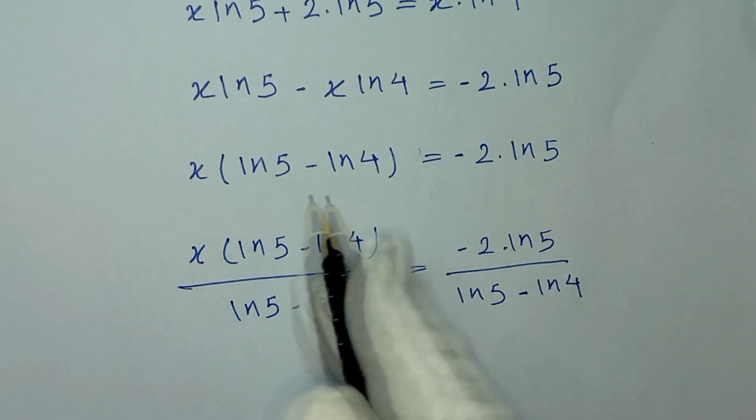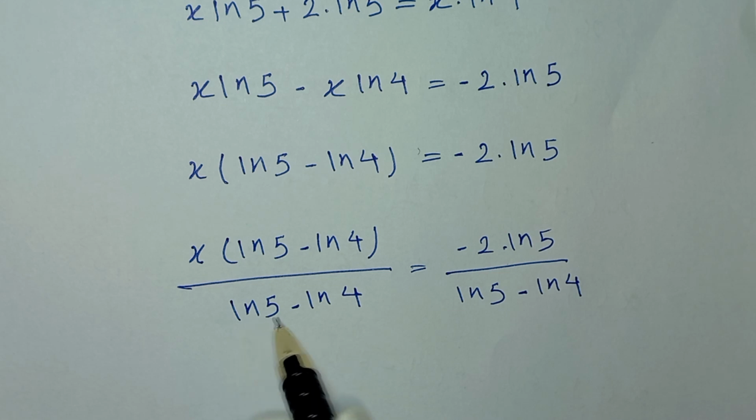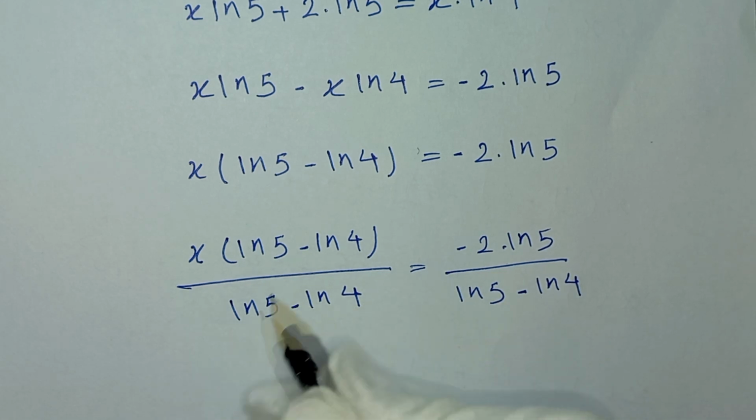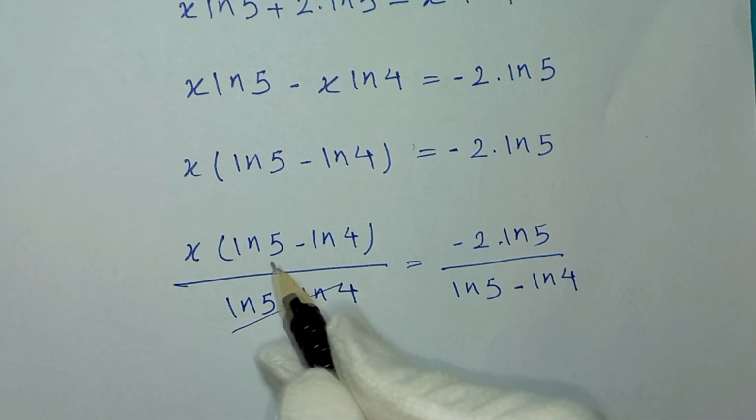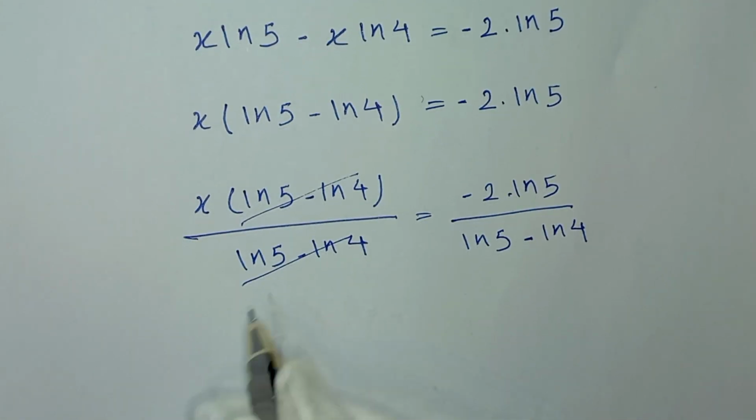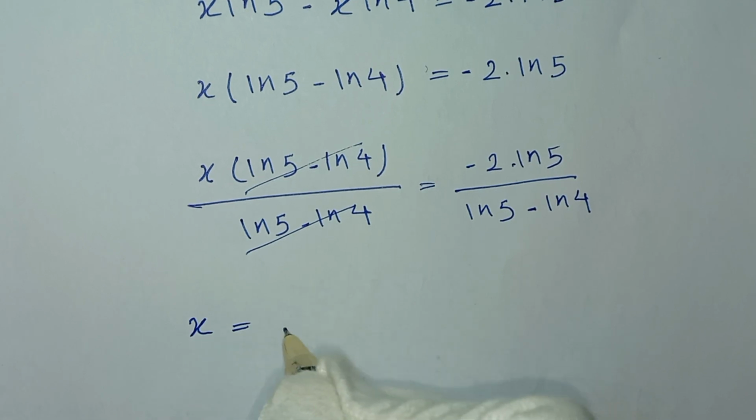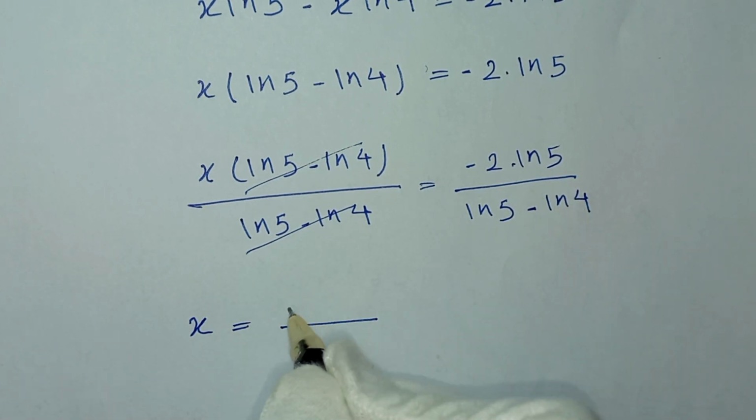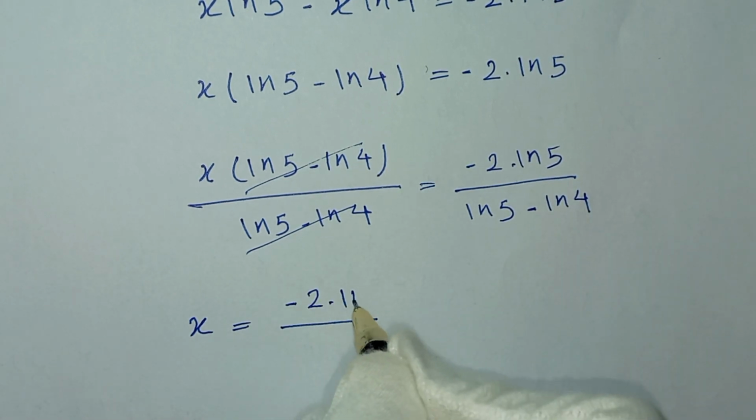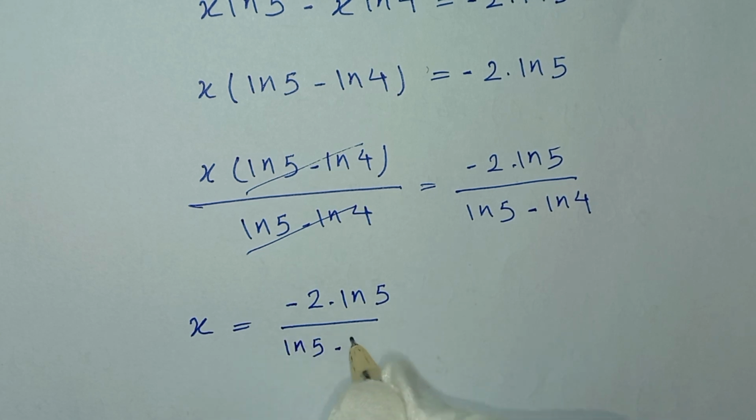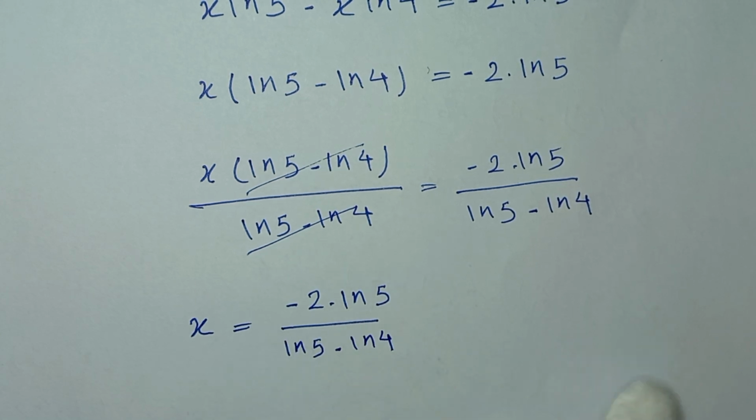We divide both sides of this equation by ln of 5 minus ln of 4 here. And in here, this will cancel this, and it will be x is equal to minus 2 times ln of 5 over ln of 5 minus ln of 4.